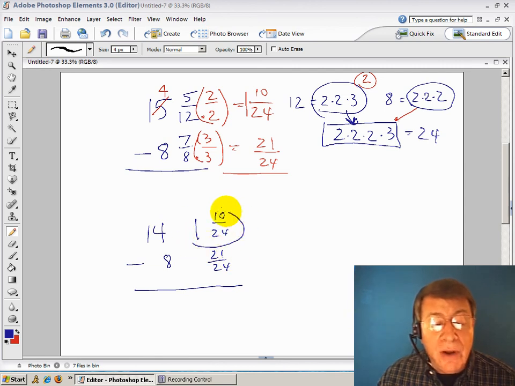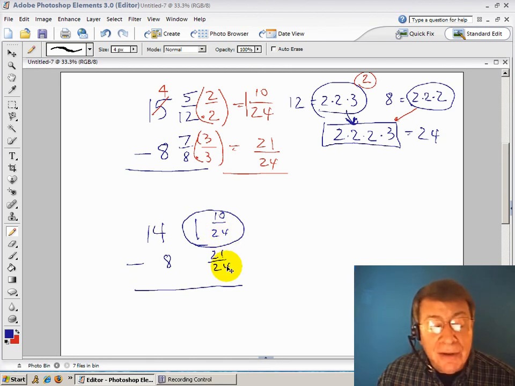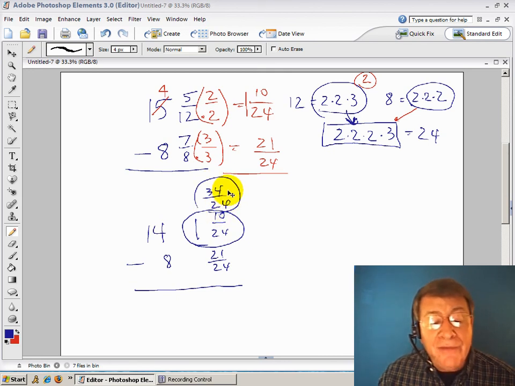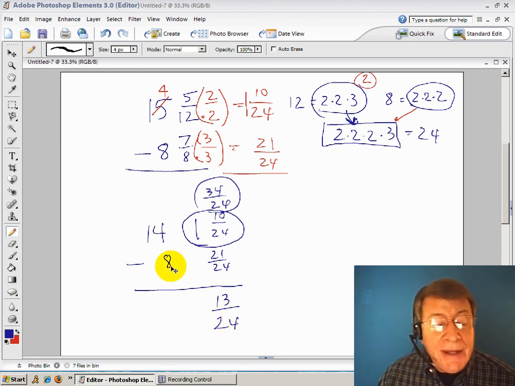Can you see that all of this is a mixed number, but if I put it together as an improper fraction, it will more than compensate for this 21 down below. So 24 times 1 is 24, and 10 makes 34 24ths. Now I have enough 24ths such that I can subtract 21 of them. 21 from 34 makes 13 24ths, and 8 from 14 makes 6.